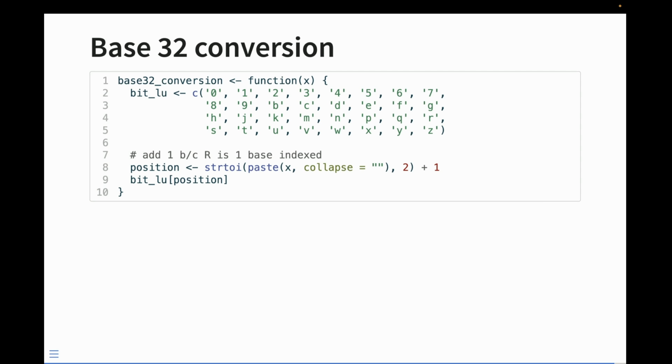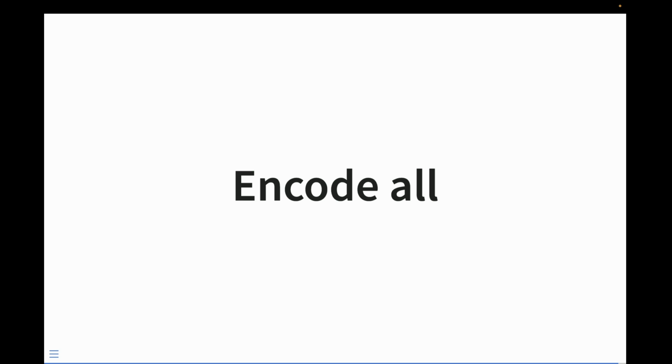Here, this base 32 conversion is just going to be a simple function which defines our bit lookup. Then it pastes together the sequence of integers and converts it into an actual integer, adds the value of 1 because our position needs to add 1 to it. And then it's going to extract that position from our bit lookup. So now we're going to use that function to encode all of them.